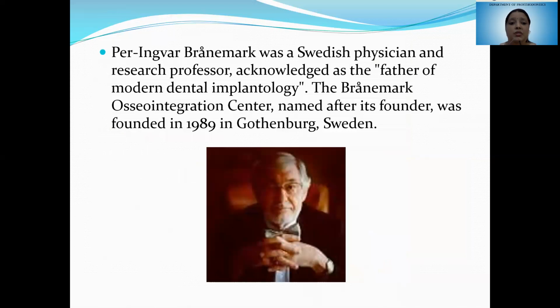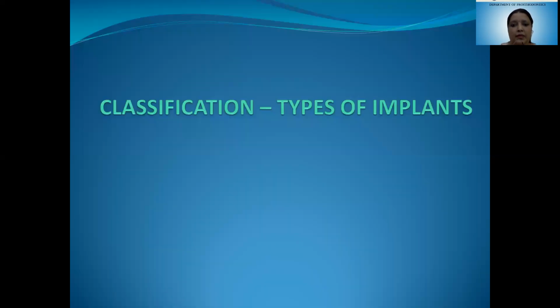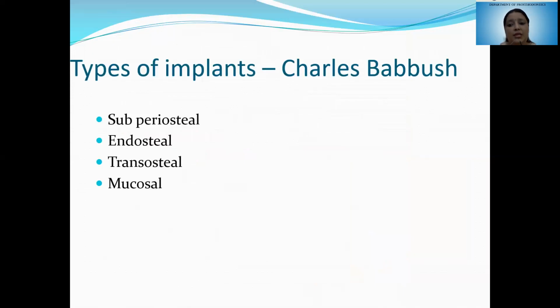But it was Dr. Per Ingvar Brånemark, a Swedish physician, who developed the concept of the modern dental implant. And he is known as the father of modern dental implantology. Let us take a look at the different types of implants that are prevalent in use today. Dr. Charles Babbage has classified implants based on their location or position in which they are placed as subperiosteal, endosteal, transosteal, and mucosal.